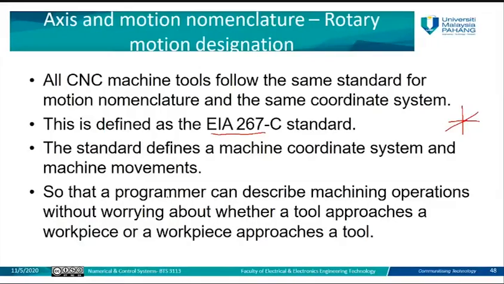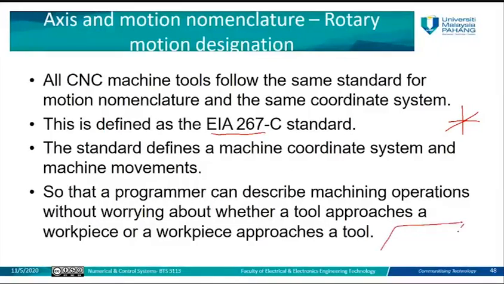Okay. Then the programmer, when he writes the program for the machine operation, can write it without worrying which part in the machine will move. Is it the table? Is it the head? Is it the product itself that will be moved, and so on? It doesn't matter. The program is the same, because the program depends on the coordinates. The coordinates describe how the spindle or the rotary part of the machine will move along the workpiece.